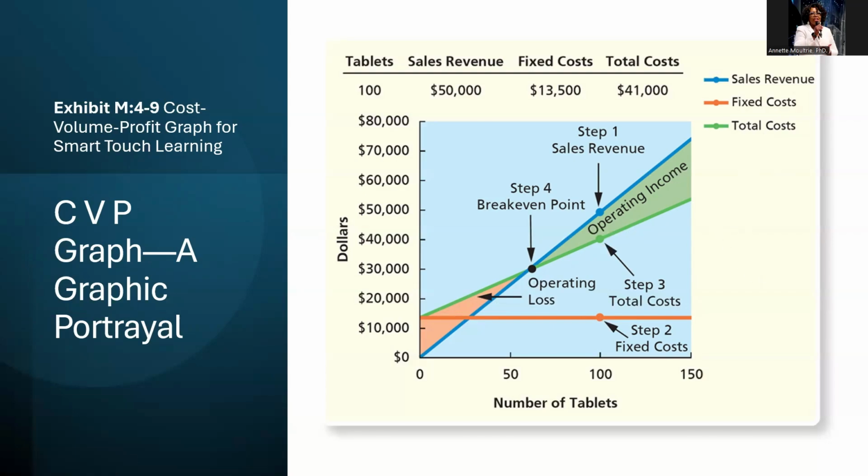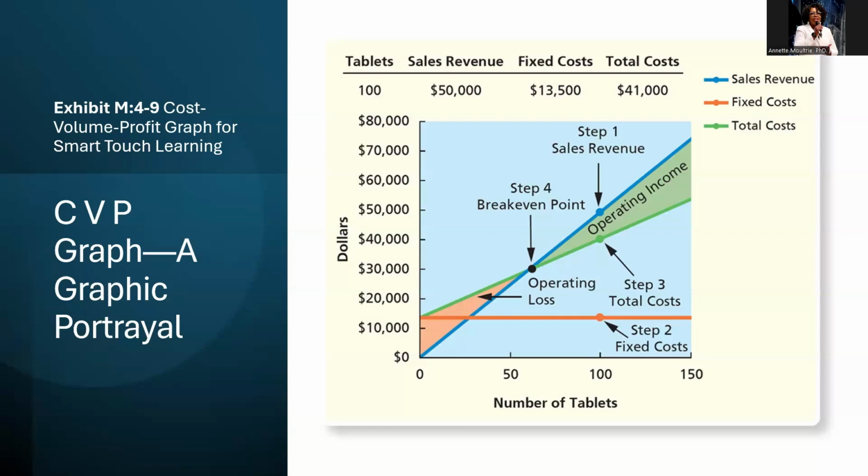So the break-even point is identified where the sales revenue line intersects the total cost line. That's the point where total revenue equals total cost. In this case, the break-even point occurs at how many tablets? 60. The break-even point occurs at 60 tablets, or let's slide over to the left, $30,000 in sales.